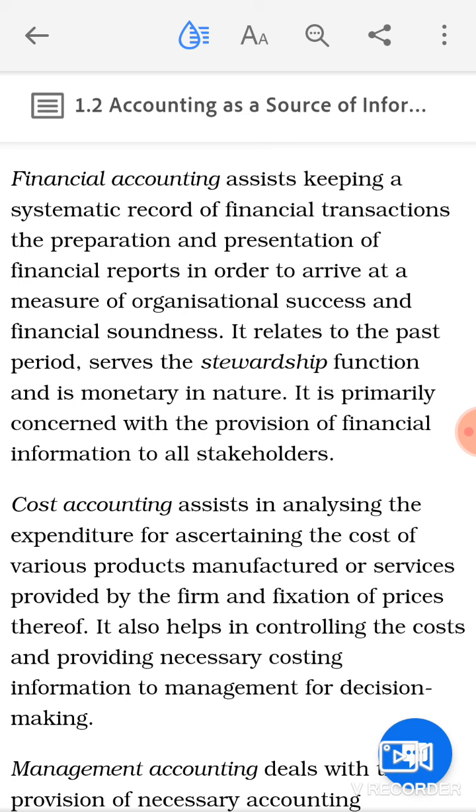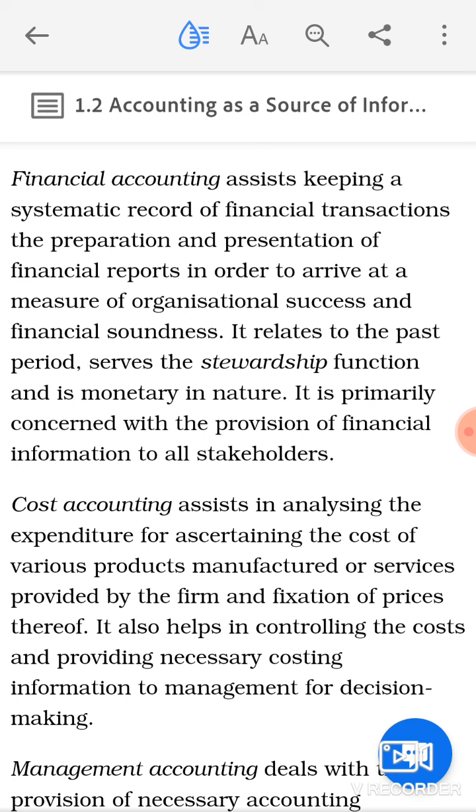If the business is earning good profits, you can say it is financially sound. If the business has valuable assets, then you can say the business is financially sound. It relates to the past period, serves the stewardship function and is monetary in nature. So whatever transaction is recorded here will be of a monetary nature.